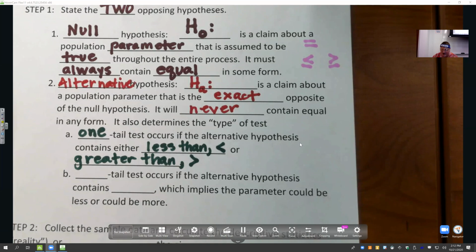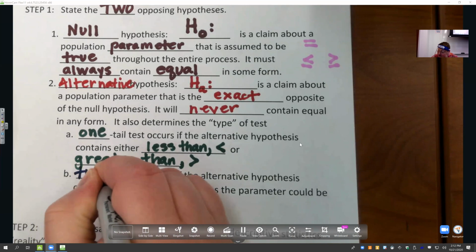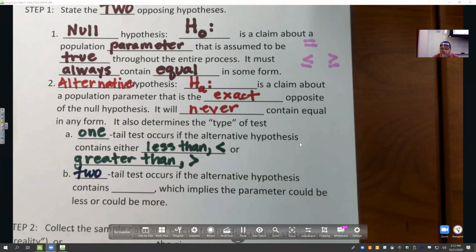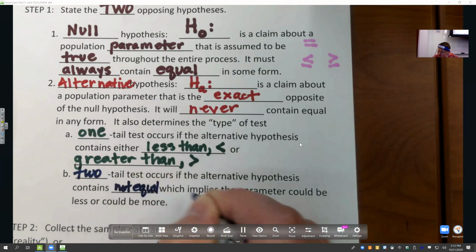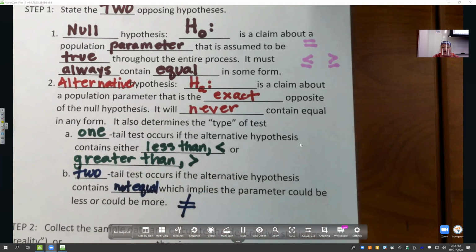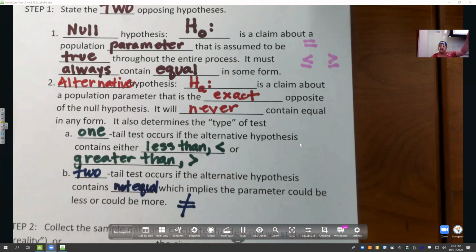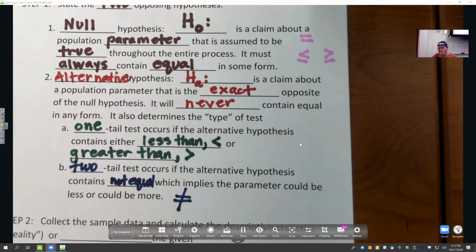The other one is called a two-tailed test. A two-tailed test occurs if the alternative hypothesis contains not equal. Okay, because the idea of being not equal allows for the possibility that you have the option it's less, or you have the option that it's more. So you have two choices or two options. So you have a two-tailed test.